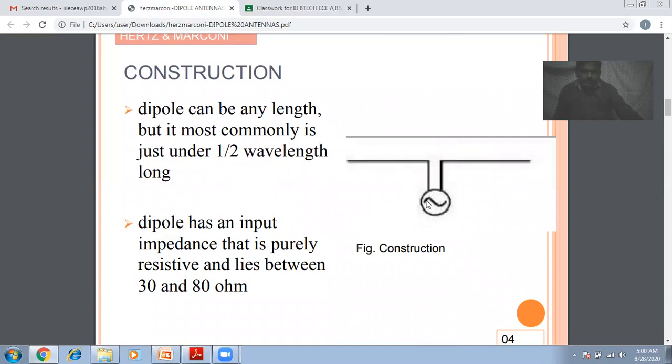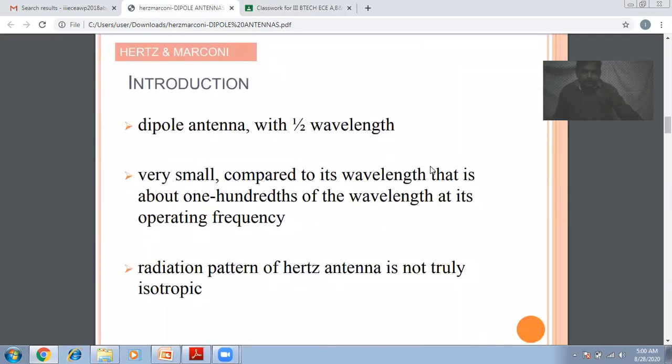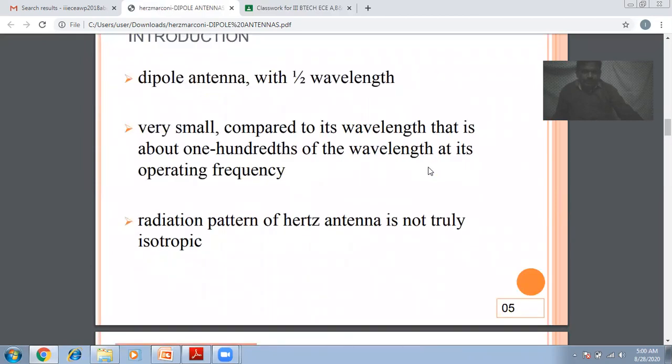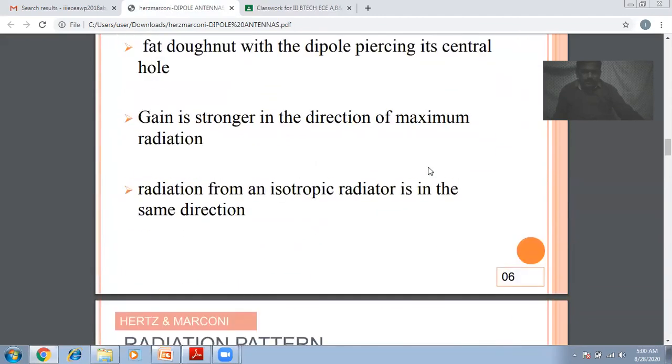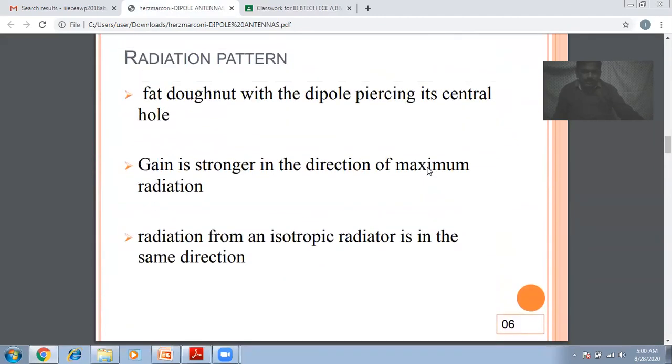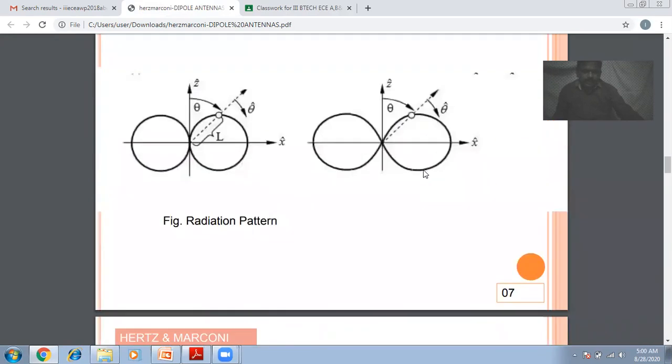So the length is equal to lambda by 2. This is called Hertz antenna. It is the same, there is no difference. I am just showing that this dipole antenna is called Hertz antenna. The radiation pattern of this half-wave dipole antenna, if you cut it vertically, automatically gives a figure of 8 pattern.